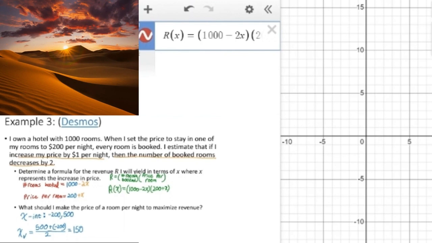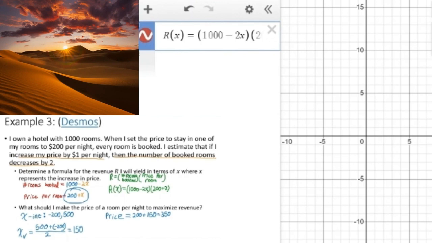But the 150 still does not answer the question. They want to know specifically what is the price per room. Well, if we think about what the x component represents for any point on our graph, the x component represents the increase in the price per room. So our actual price per room, using what we've talked about before, that the price per room should be 200 plus x, will be equal to 200 plus the 150, which means we should set the price per room to $350 a night to maximize the revenue.